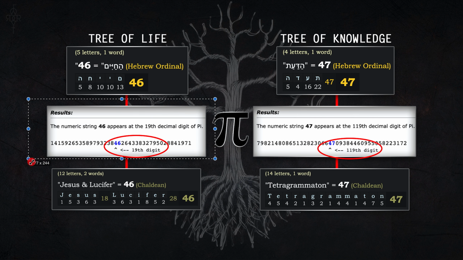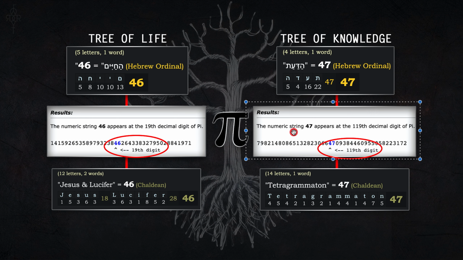Notice subtly here, the string of pi, 46 appears at the 19th decimal digit of pi. And then 47 is the 119. It just has one other one. Undeniable connections, these two trees. And then notice, on this side, the tree of life is a match to Jesus Lucifer, because 46 appears at the 19th decimal digit, and Jesus Lucifer is 46. Palladium. And then 47 is Tetragrammaton, the tree of knowledge.